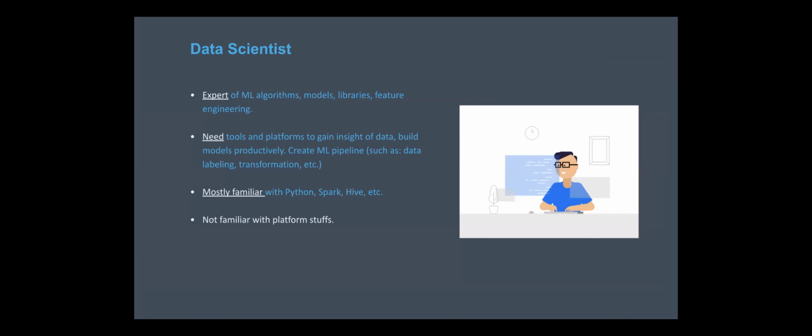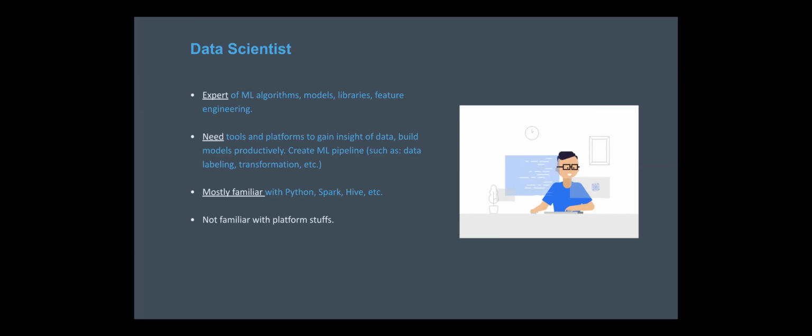When talking about data scientists, we have talked to a lot of data scientists, and we're trying to understand what their pain is and what their needs are. So I'm going to quickly talk about this part. Data scientists are experts in machine learning algorithms and models. They know different new models, how to use different machine learning libraries, and also they are typically experts in feature engineering. They need tools and platforms to gain insight into the data.